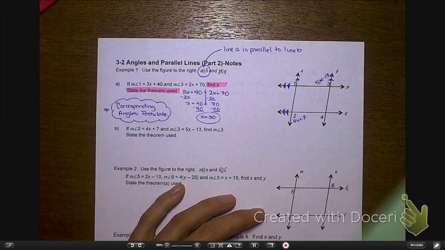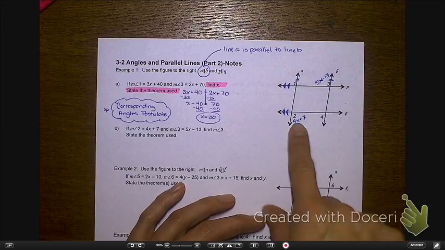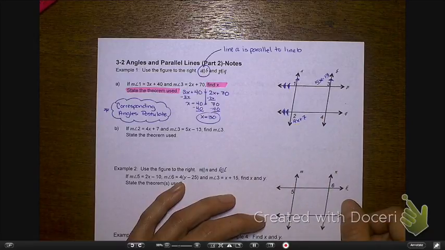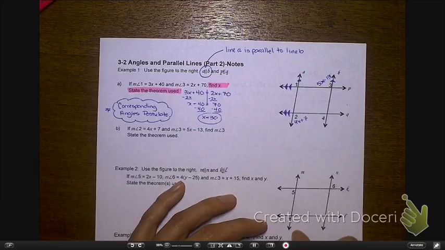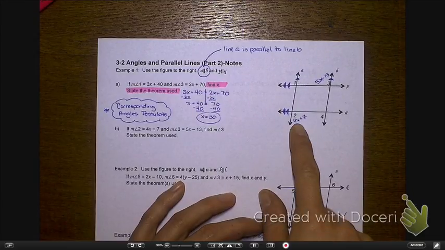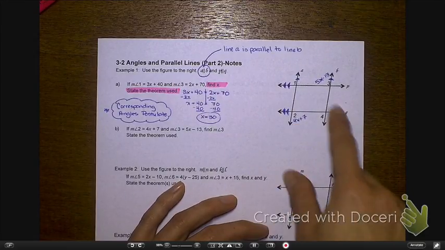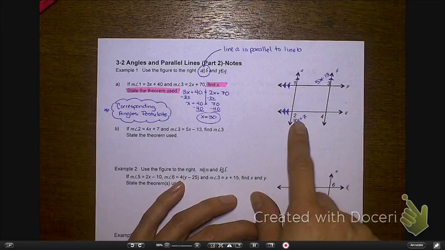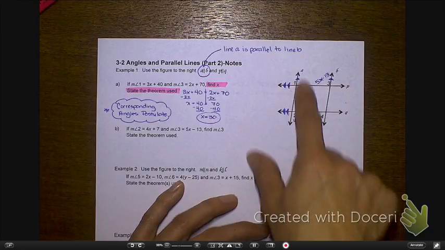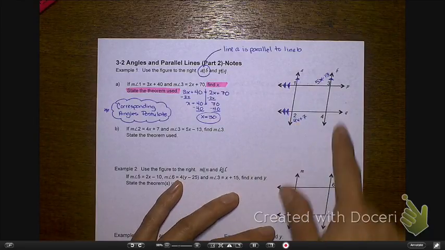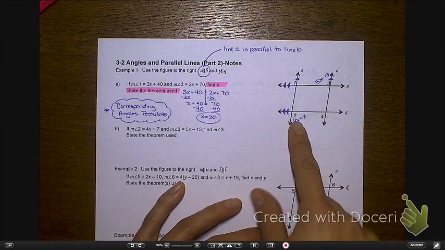So, which angle do you guys want to start with? Angle 2 or angle 3? Doesn't matter. 2? Okay. So, let's say I start with angle 2, okay? I can either compare angle 2 to some angles over here, or I can compare angle 2 to some angles over here. Which way do you want to go? Over here by angle 4, or do you guys want to go up here by angle 1?